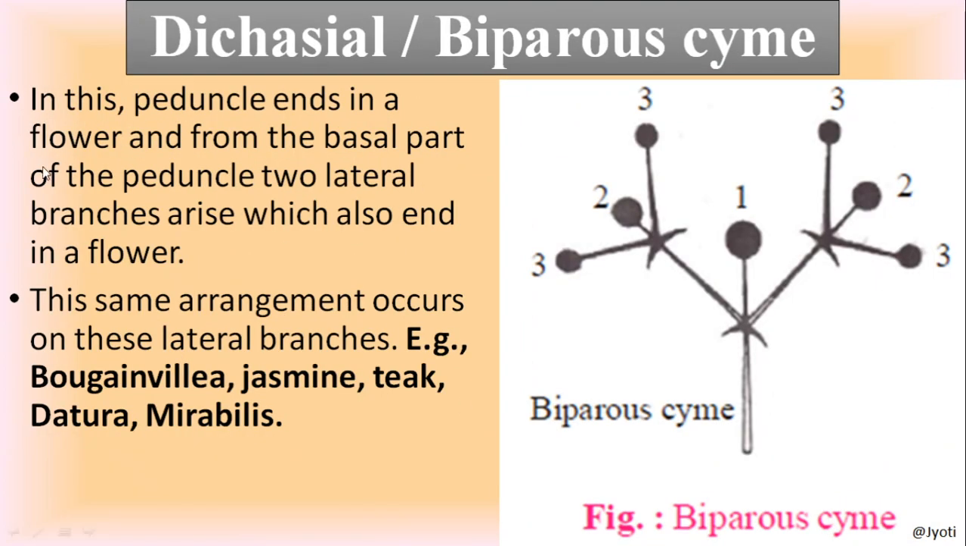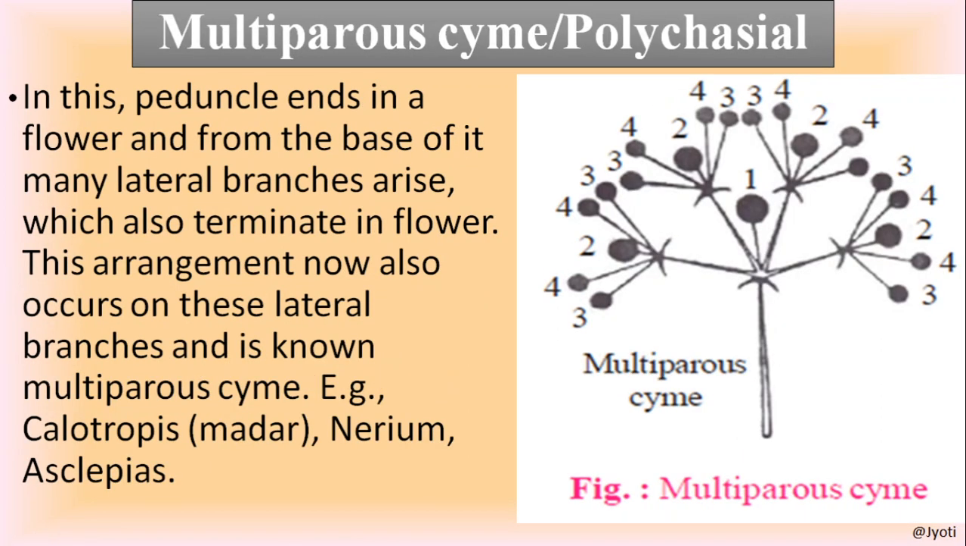Then dicasial, I have already explained to you. Here you can see the picture. This is the main axis. This is the first flower, then second flower. At a time, two flowers are developed from the main axis. Then again it is secondarily branched, so up to three flowers will be there. This is called biparous cyme. And this is seen in the case of Datura, Bougainvillea, Jasmine, teak, etc.